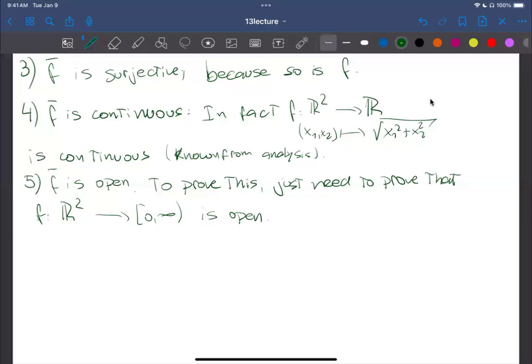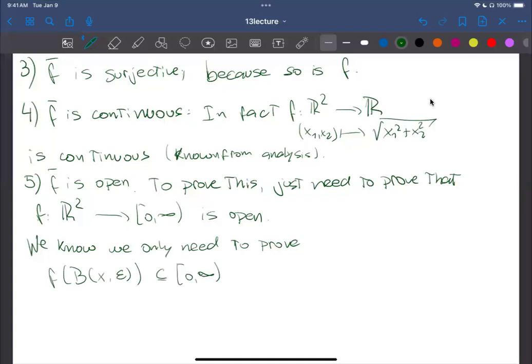Remember, a function being open means you take any open set in the domain, then it's going to be mapped into an open set of the codomain. But by homework assignment, we know that instead of proving that any open set is going to be mapped into an open set, we only need to prove that basic sets are going to be mapped to open. So prove that f of an arbitrary ball B(x, epsilon) is open.